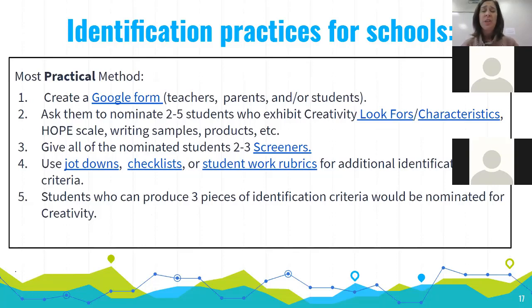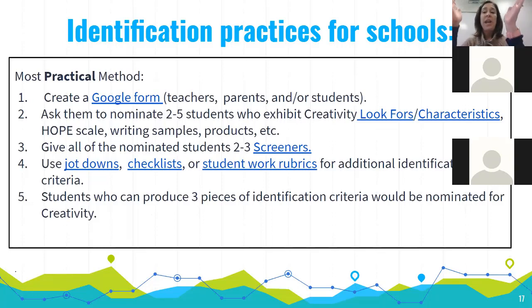In elementary school with class sizes of 24, you wouldn't want to do more than about 4. So remember, you're still just narrowing down the process. The Google form asks for the initial names, and when you get those names back, you would then give them 2 to 3 screeners.